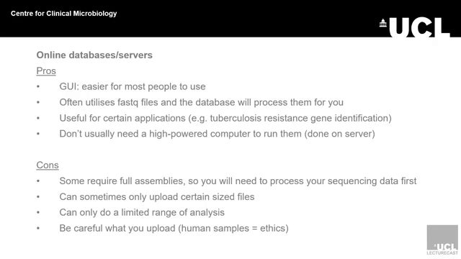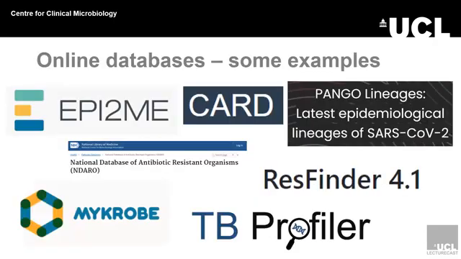Here are some of the databases. There's Pangolin, which is for SARS lineages and variants, ResFinder for resistances, and TB Profiler and Mykrobe, both TB ones. And then there's Nextstrain. I've put a list of useful databases in the PDF. But what I do want to show you is Epi2me.